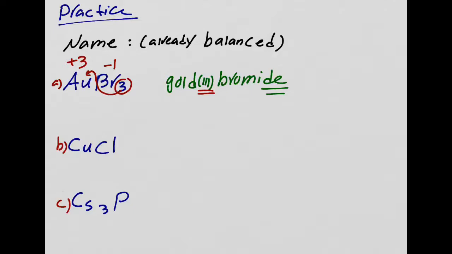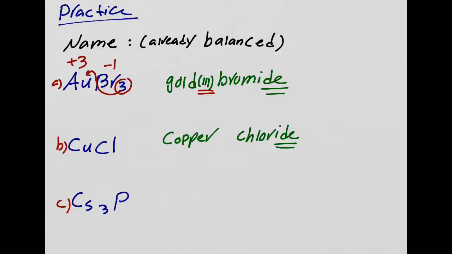CuCl. Again, all of these are already balanced. I just want you to name them. Cu is what? Cu is copper. Hopefully you memorized the name. Now, is copper a transition metal? Yes, copper is a transition metal. Look at your periodic table. It is not zinc or silver, so that means it has more than one possible charge. So I have to mention which charge copper has. Now Cl is chlorine, so the ending changes to chloride. But I have to mention which copper it is.